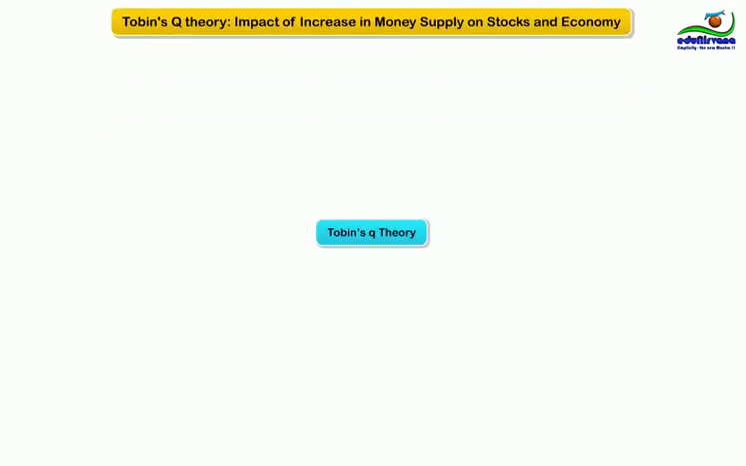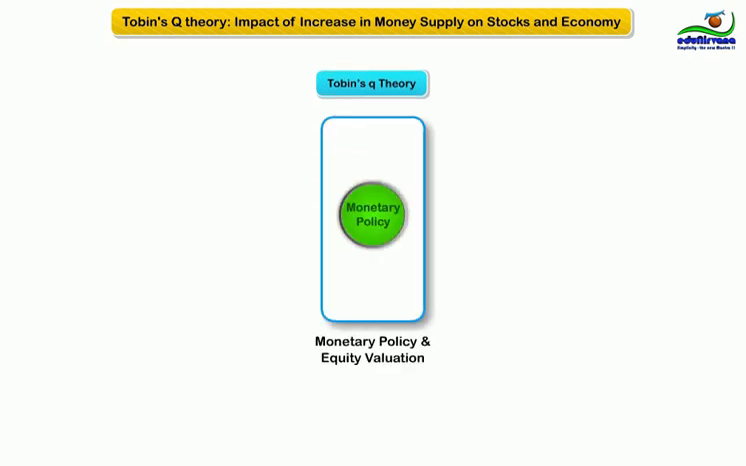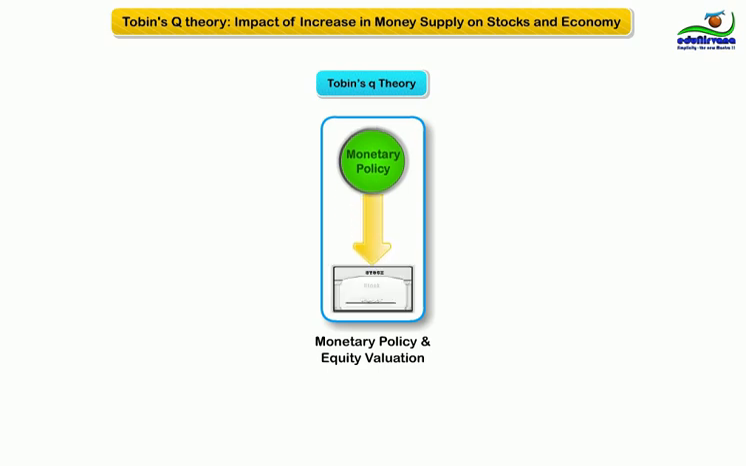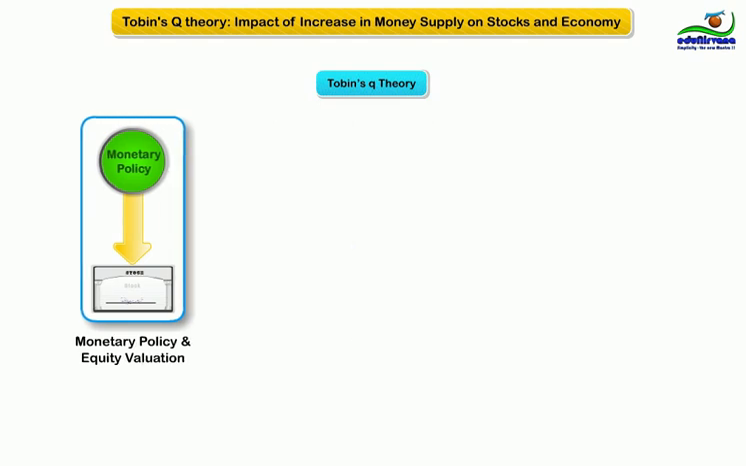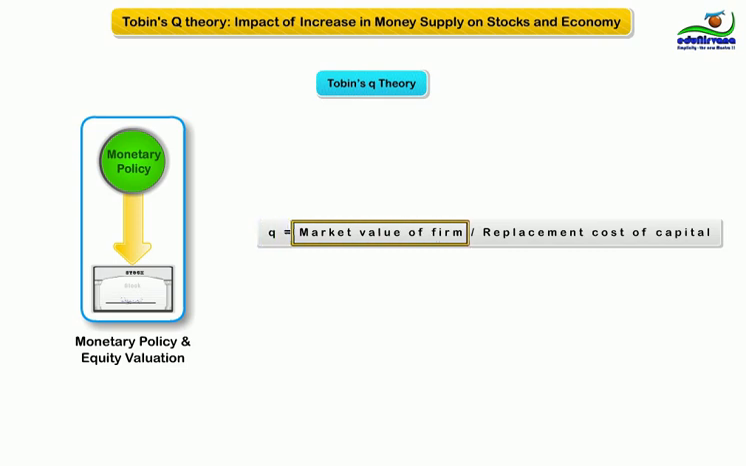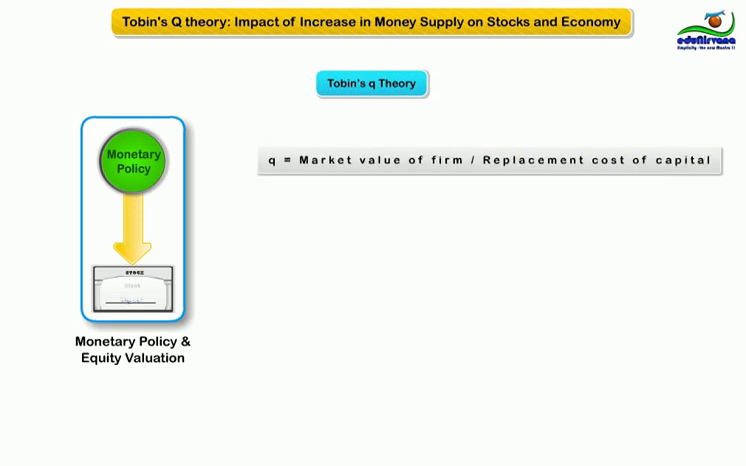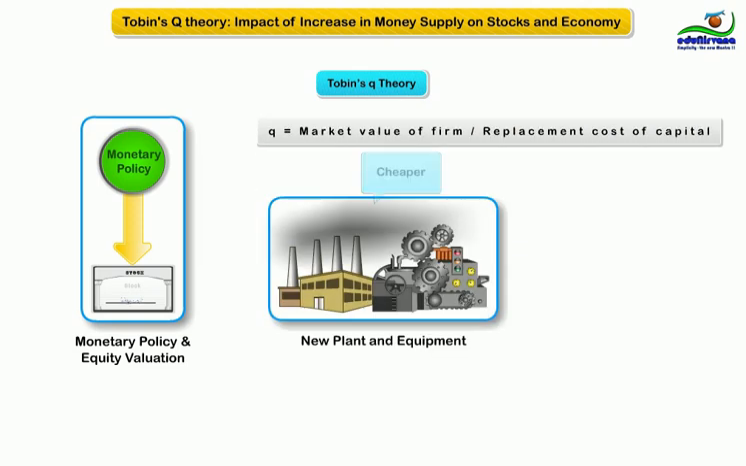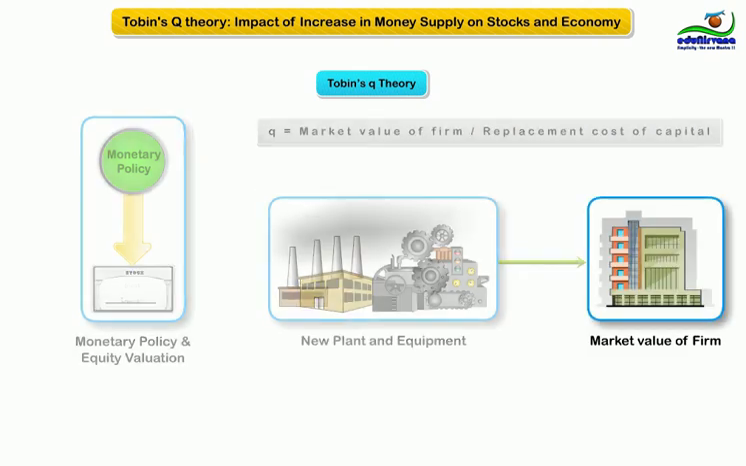Tobin's Q theory. James Tobin developed a theory referred to as Tobin's Q theory that explains how monetary policy can affect the economy through its effects on the valuation of equities, that is, stock. Tobin defines Q as the market value of firms divided by the replacement cost of capital. If Q is high, the market price of firms is high relative to the replacement cost of capital, and new plant and equipment capital is cheap relative to the market value of firms.